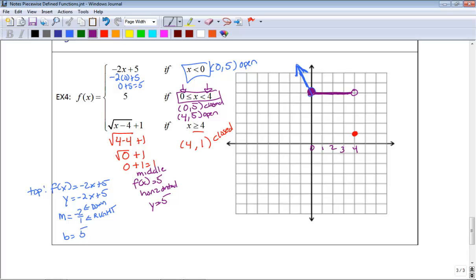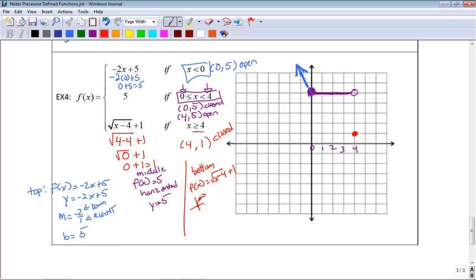All right, let's look at the bottom function and then we're all done. Well, the bottom function is my f of x is equal to the square root of x minus 4 plus 1. Well, that's one of those basic shapes that I need to have memorized. Square root function, what did that look like? That's half of a sideways parabola, and it's got one key point.